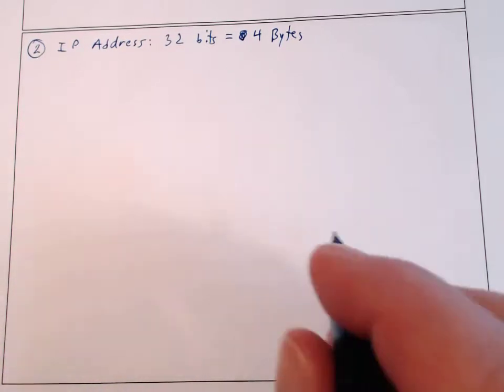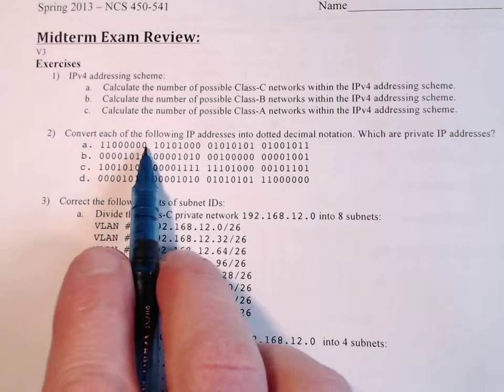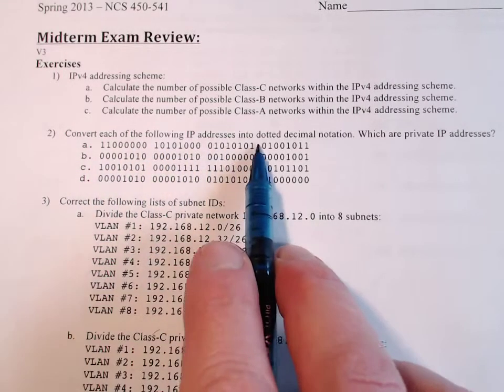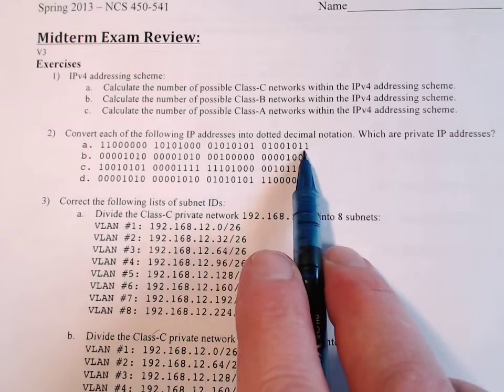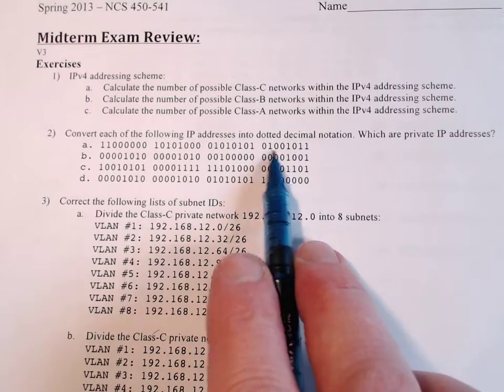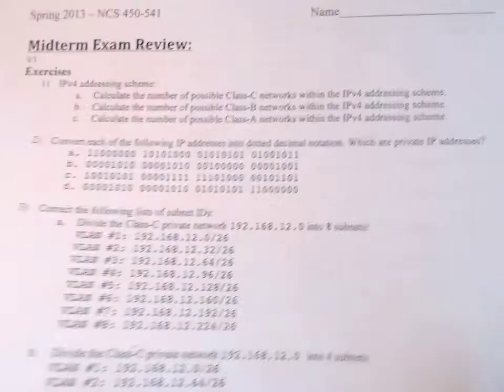When we go in 4 groups of 8 like this, as 4 bytes, what we're going to do is convert each of these binary values into a decimal value, which will be in the range from 0 to 2 to the 8th minus 1, or 0 to 255.